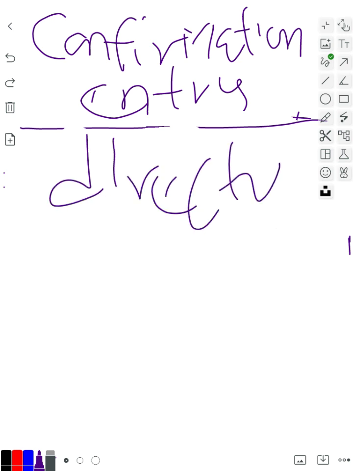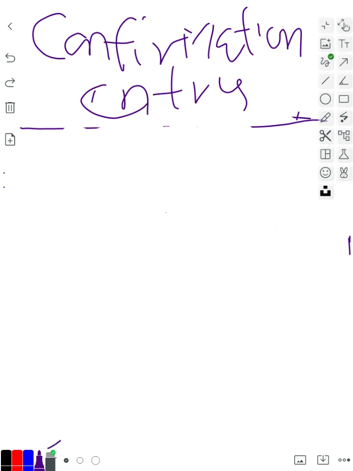Direct entry. You can either use confirmation entry. These are the two types of entries we look at. These entries are not the entry model. They are how we enter the market.